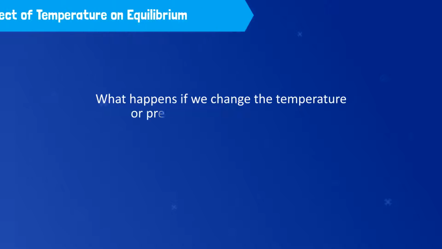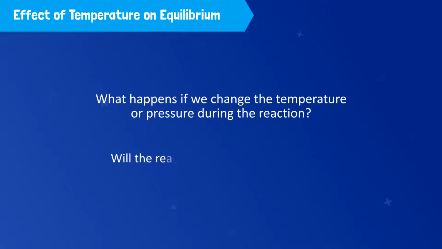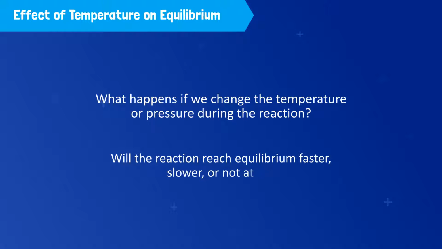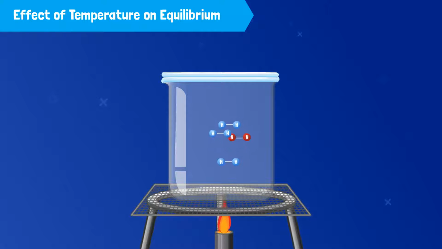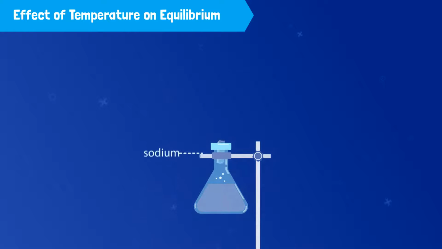What happens if we change the temperature during a reaction? Will the reaction reach equilibrium faster, slower, or not at all? It depends on the type of reaction. Some reactions, such as the reaction of nitrogen and hydrogen to form ammonia, require a lot of heat. Other reactions, however, happen spontaneously and release heat as they occur. For example, the reaction of sodium and water to form sodium hydroxide and hydrogen gas is highly explosive.